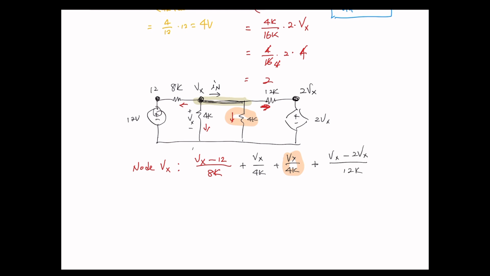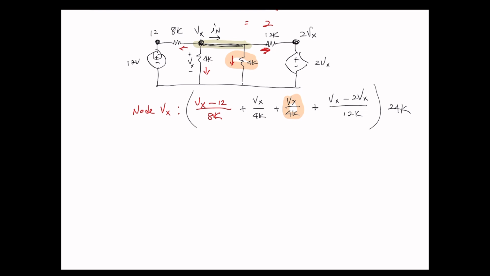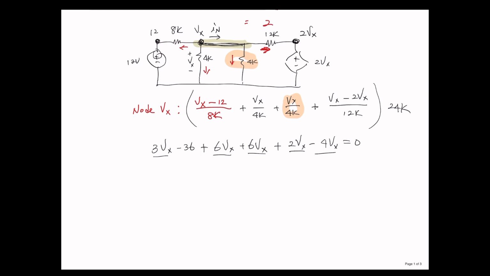Now we need to multiply everything by 24K so that we don't have the denominators. 8 times 3 is 24, so 3Vx minus 36, plus 4 times 6 is 24, 6Vx plus 6Vx, and then plus 2 times 12K is 24K, so 2Vx minus 4Vx equals 0. Adding up, we get 13Vx equals 36. Therefore, Vx is 36 over 13.